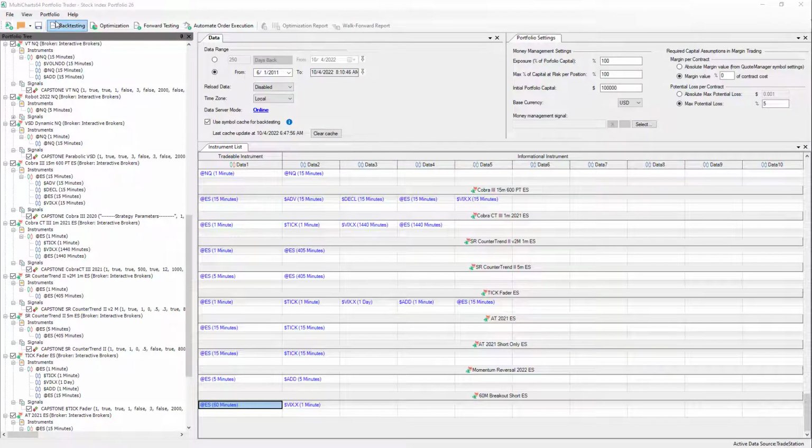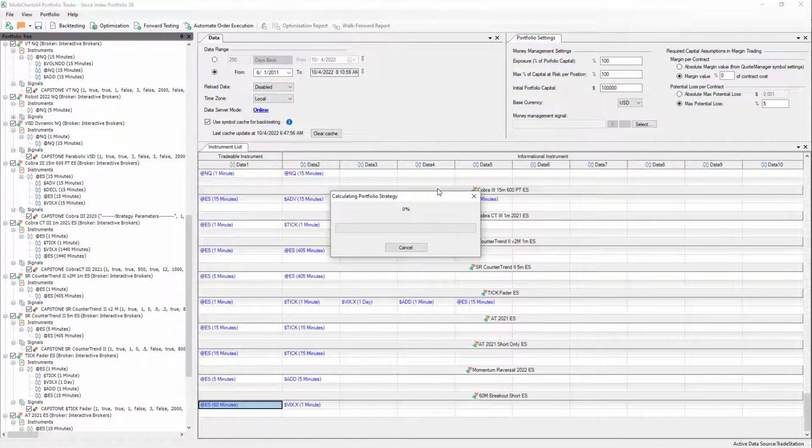Once I do that, the performance summary goes away. So here I am back to 2011. I'm going to do the back testing now on this setup. Sometimes you have to click it twice. And so it is going to start calculating now. You can see that there. I've already loaded the data.